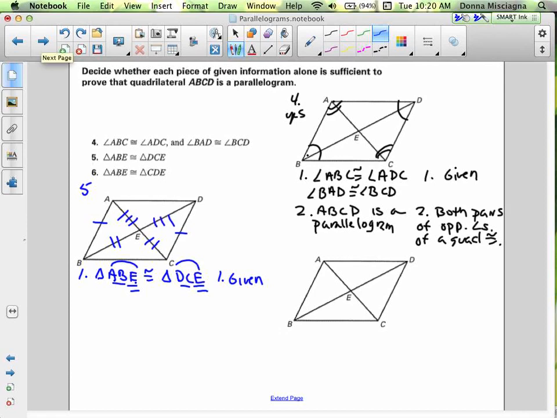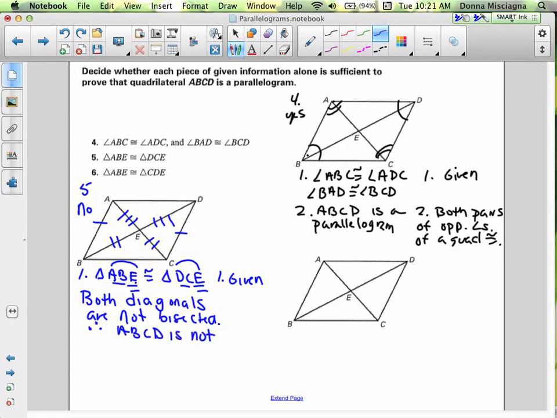All right, well, look, are the diagonals bisected? Well, no, we're going to stop this proof. All right, this is a no. Both diagonals are not bisected. Matter of fact, none of the diagonals are bisected. Therefore, ABCD is not a parallelogram. So sometimes you think it's going to be a parallelogram because the triangles are going to be lined up correctly, and then they give you information that just doesn't work.